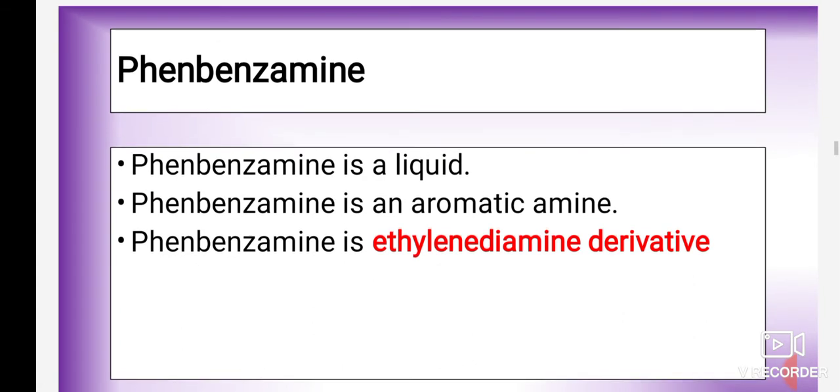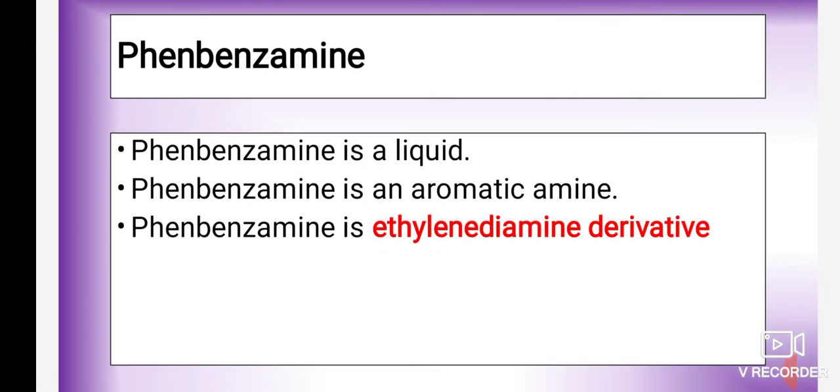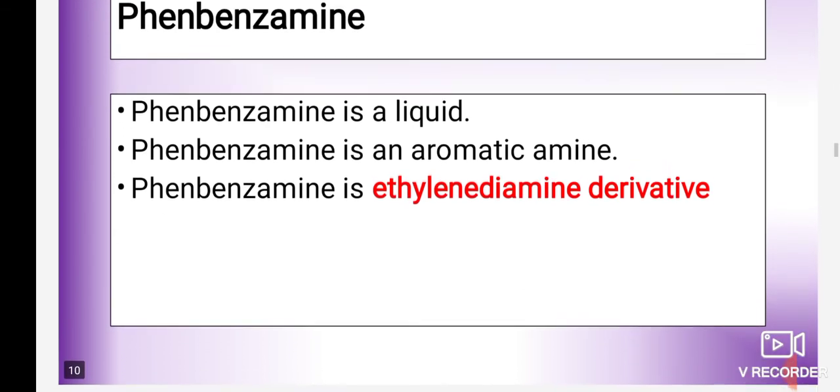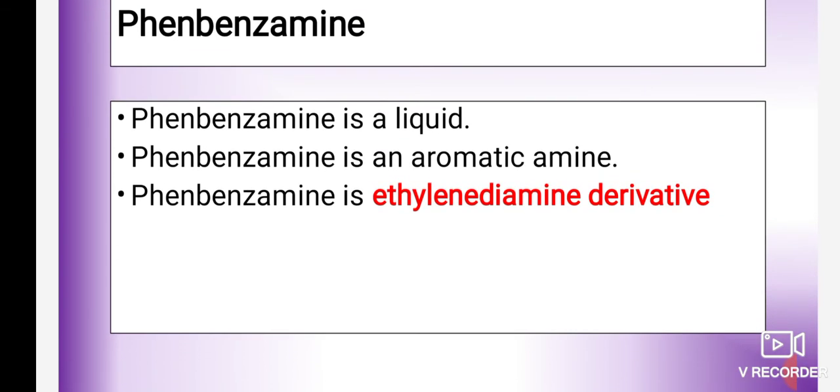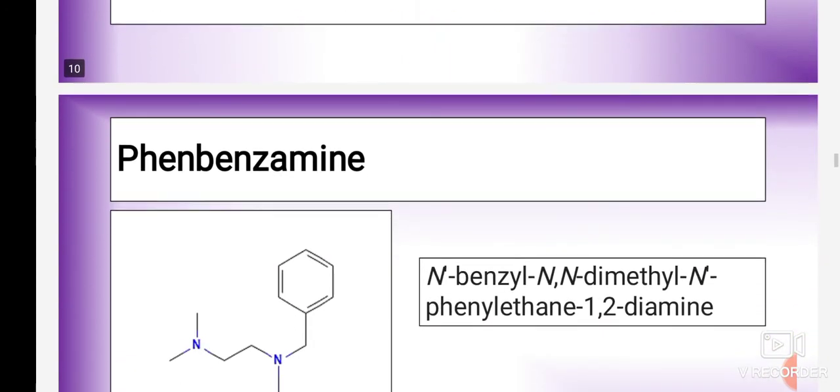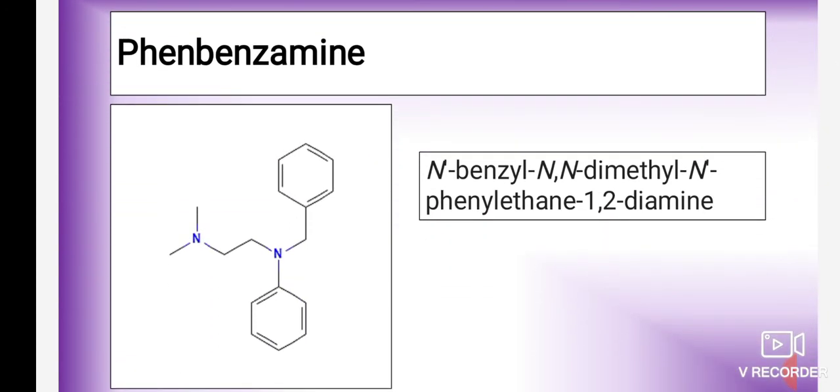Due to the binding of the drug, whatever site is there is blocked, and due to that the histamine is not able to bind, and ultimately the actions which are produced by histamine will not occur. There is a decrease in histamine-induced activities. So phenbenzamine is an ethylenediamine derivative which came into existence first, having antihistaminic activity.